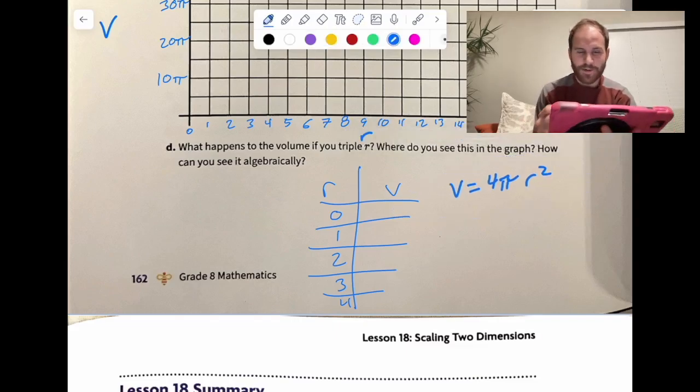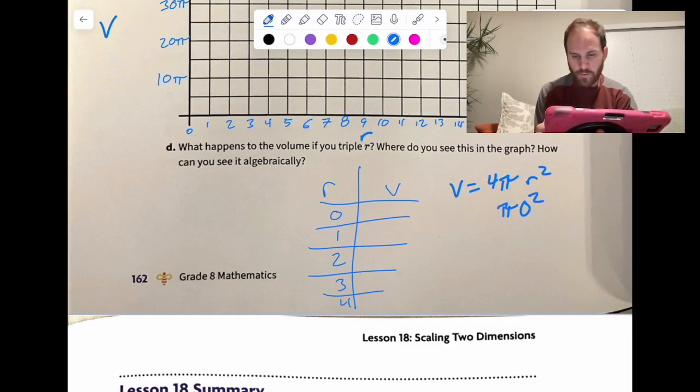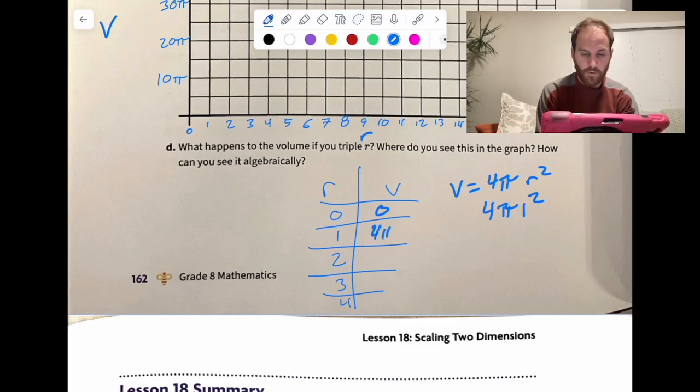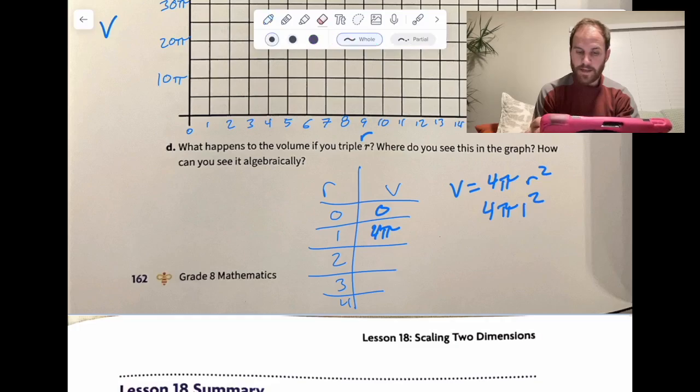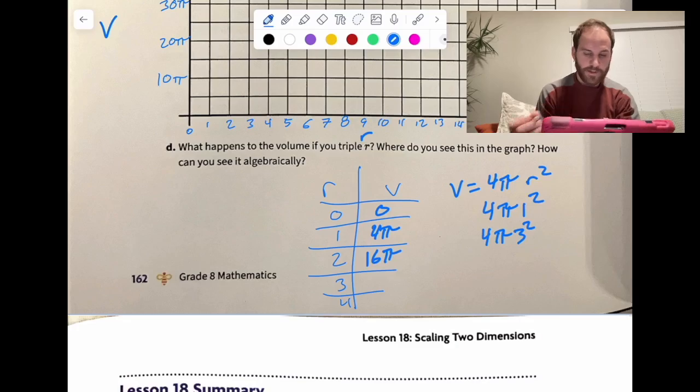All right, so let's move down here. Now again, this works pretty simple. If our radius is 0, well, 0 squared is 0 times 4 pi would also be 0. Now if our radius was 1, 1 squared is 1 times 4 pi would just be 4 pi. Now if our radius is 2, 4 pi times 2 squared, well, 2 squared is 4, and then 4 times 4 would be 16 pi. Now if our radius was 3, 3 squared is 9. 4 times 9 is 36 pi.